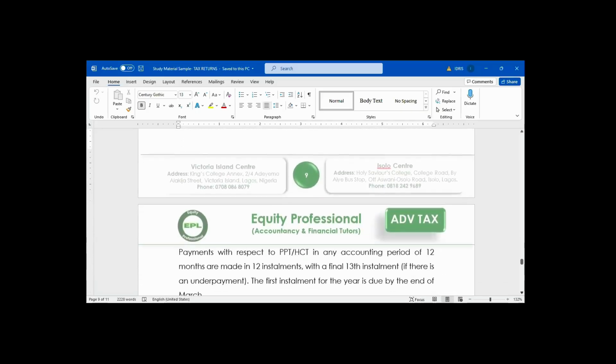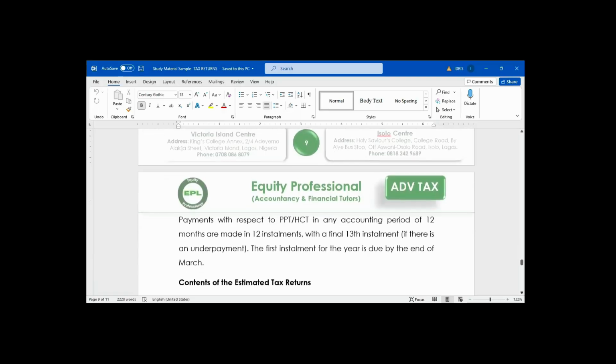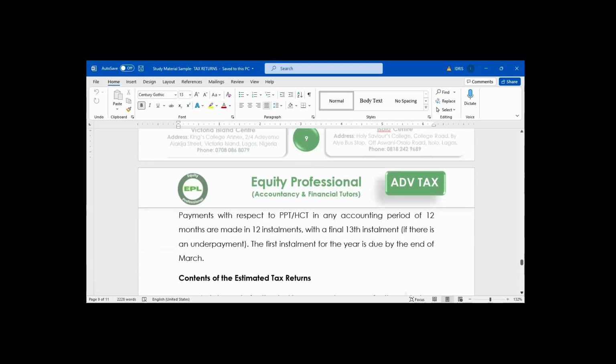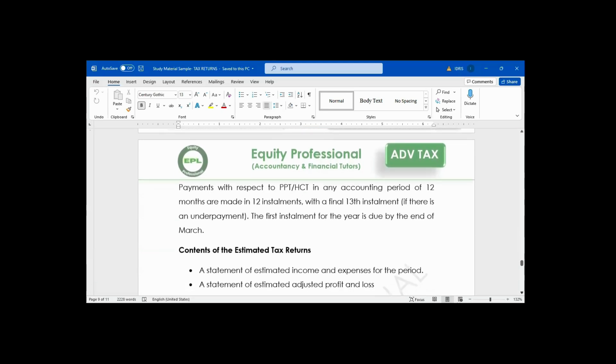In the estimated return, they will show the projected amount of petroleum profit tax that they will be paying every month. Petroleum companies pay their tax every month, and the tax that they pay every month is called estimated tax. They will project that this 2026, this is the profit we project to make, and this is the petroleum profit tax on the profit. They will divide it by 12 and start paying it every month. That is estimated tax payment.